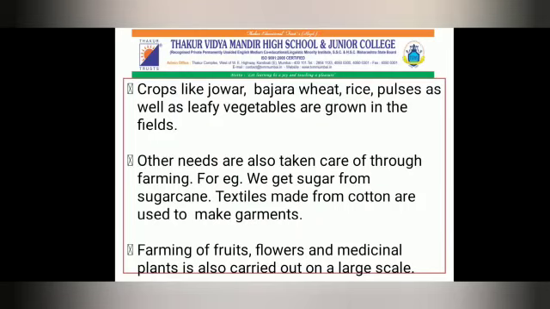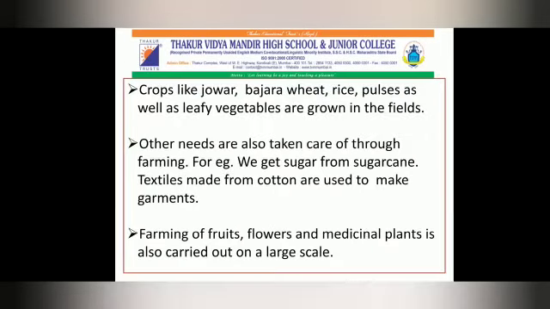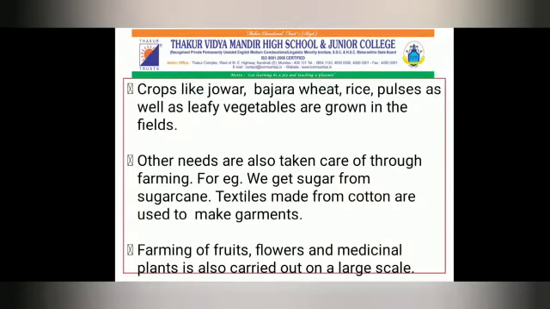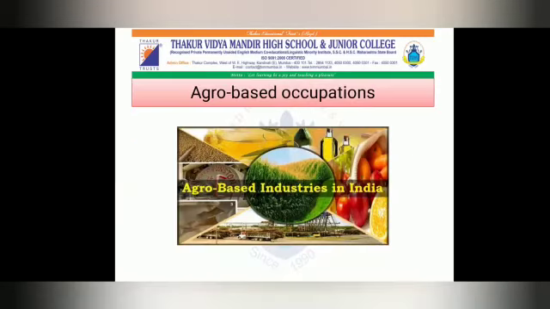Other needs are also taken care of through farming. For example, we get sugar from sugarcane. Textiles made from cotton are used to make garments. Farming of fruits, flowers, and medicinal plants is also carried on a large scale. This was it about the importance of agriculture. Now we will be learning about the agro-based occupation. What exactly is agro-based occupation?